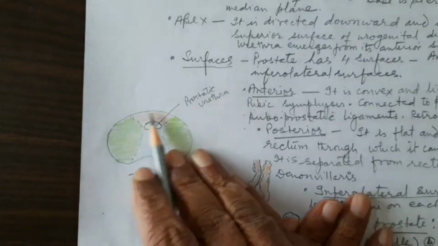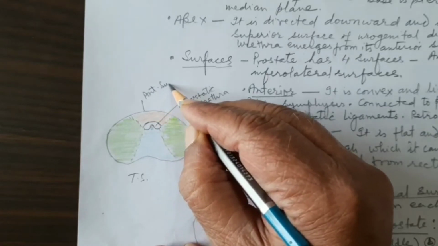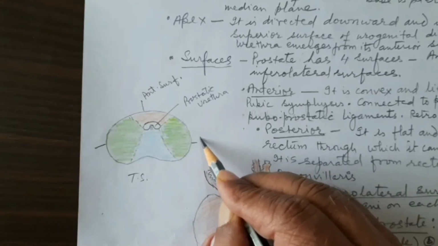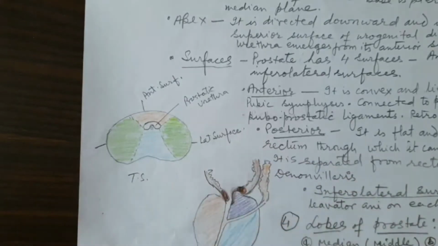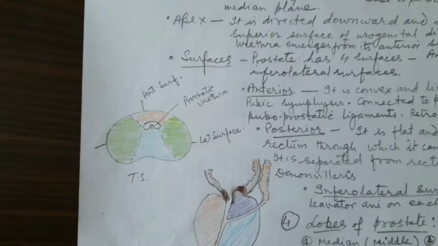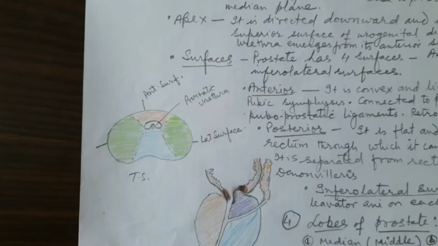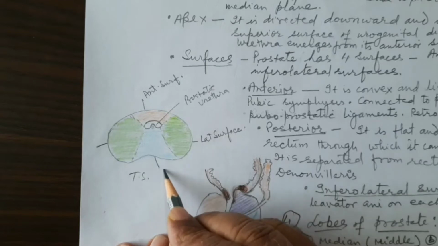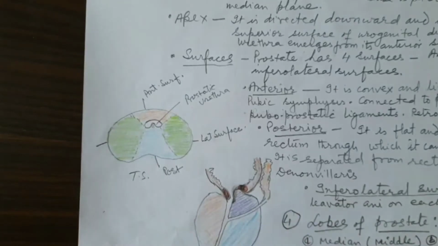Now the prostate, as I said, has 4 surfaces. This surface is the anterior surface. This is the anterior surface. These two are the right and left lateral surfaces, which are also called infralateral surfaces. Why? Because they are facing inferiorly, hence they are called right and left infralateral surfaces. So there are 4 surfaces. One is the posterior surface. This is the posterior surface. So anterior surface, posterior surface, and right and left infralateral surfaces.